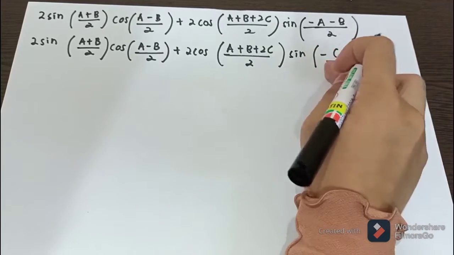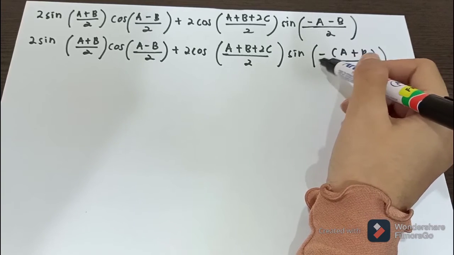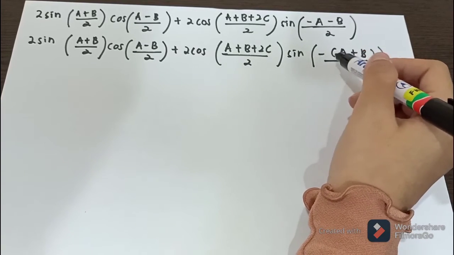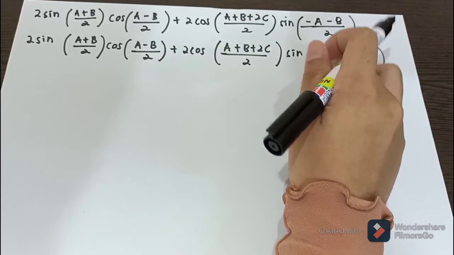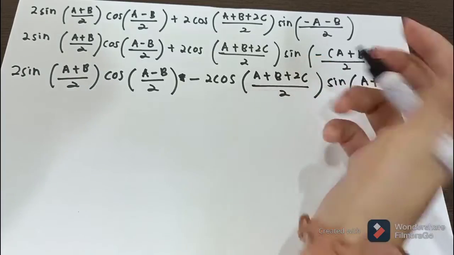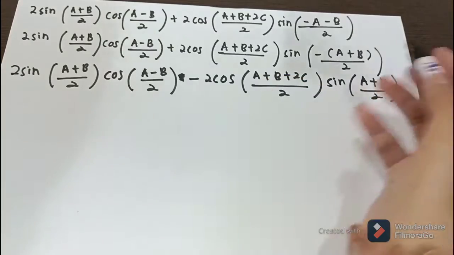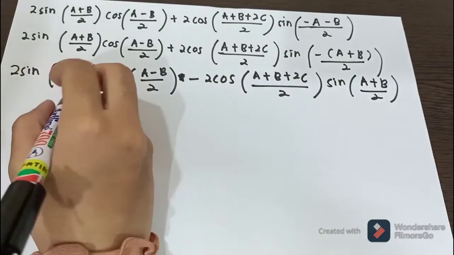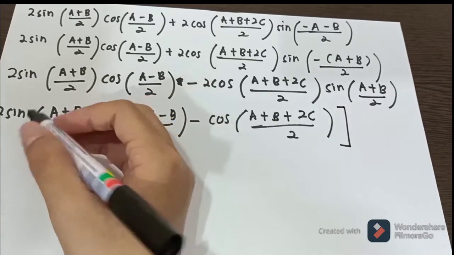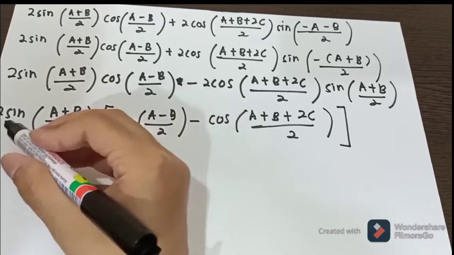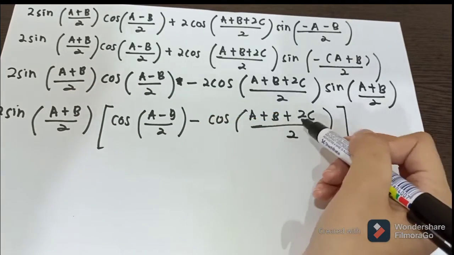So we can see that sine negative A plus B over 2 is equal to negative angle, sine negative theta. So sine negative theta equal to negative sine theta. So we have to bring this negative in front. After we bring this negative to the front, it will be like this. After that, we have to factor out 2 sine A plus B over 2. So after we factor out 2 sine A plus B over 2, it will be the equation 2 sine A plus B over 2 multiply cos A minus B over 2 minus cos A plus B plus 2C over 2.